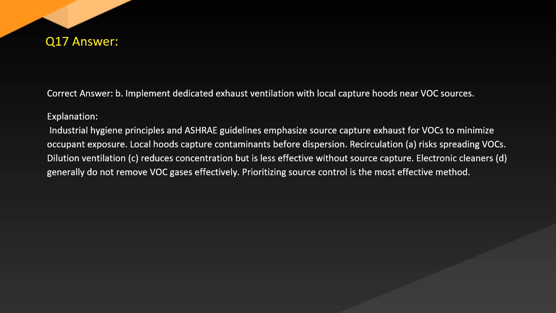Recirculation, A, risks spreading VOCs. Dilution ventilation, C, reduces concentration but is less effective without source capture. Electronic cleaners, D, do not remove VOC gases effectively. Prioritizing source control is the most effective method.